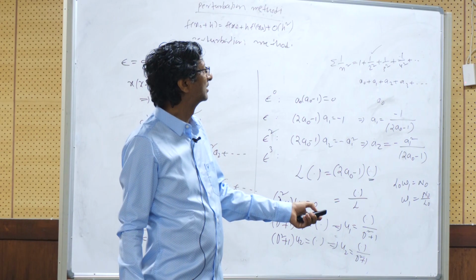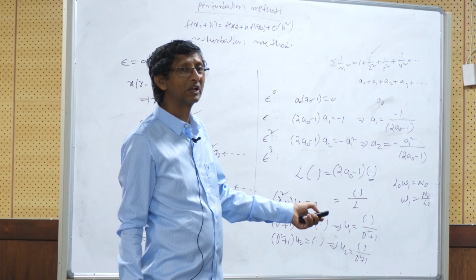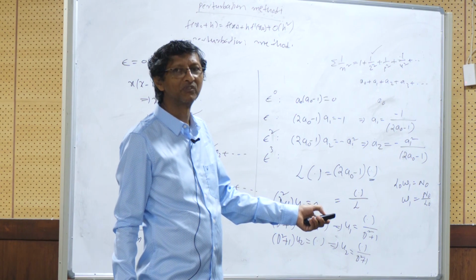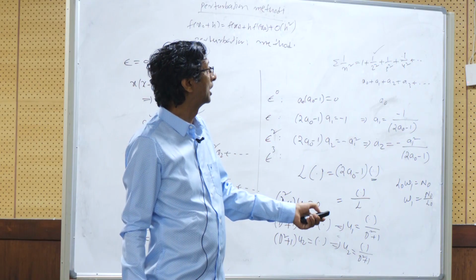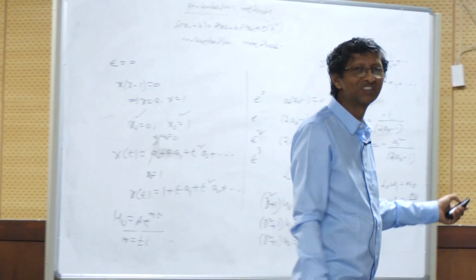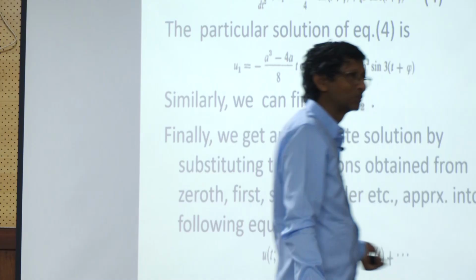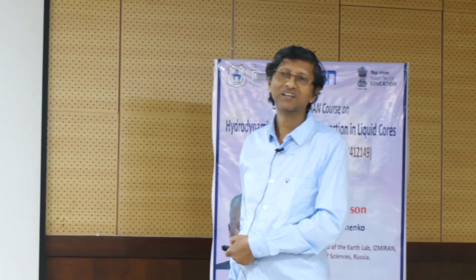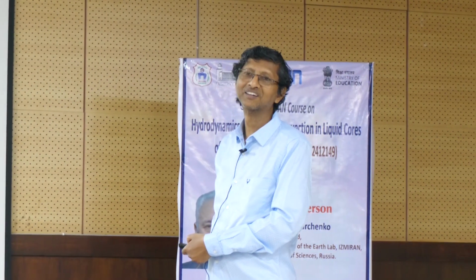One is connected to the trigonometric function with t, and the other has no t. It means it is a periodic function. So among these two, which is a periodic function and which is non-periodic? The second is periodic, obviously. The first one is non-periodic.